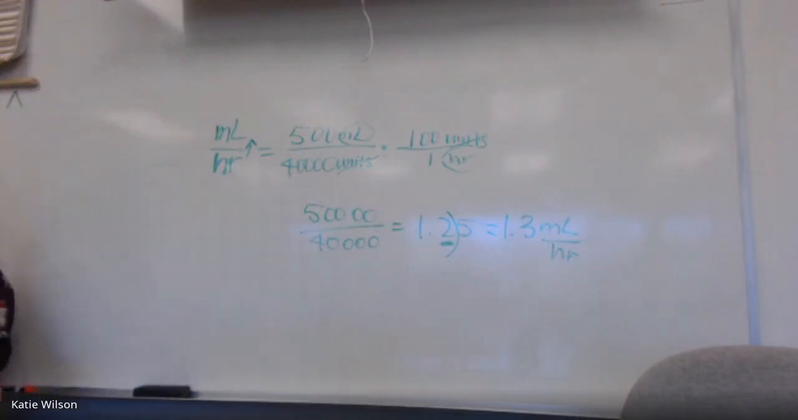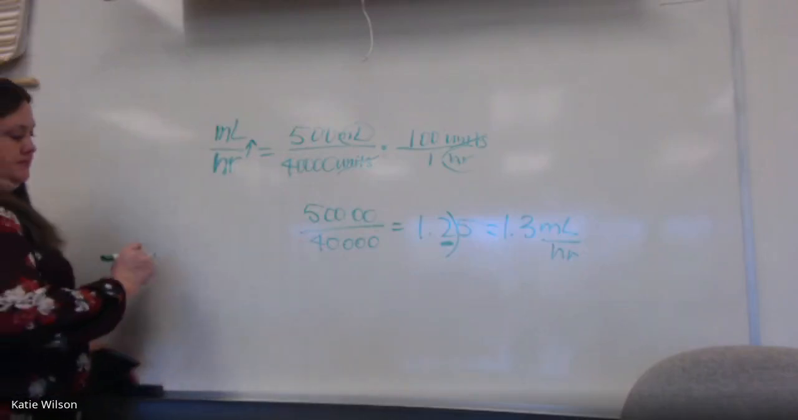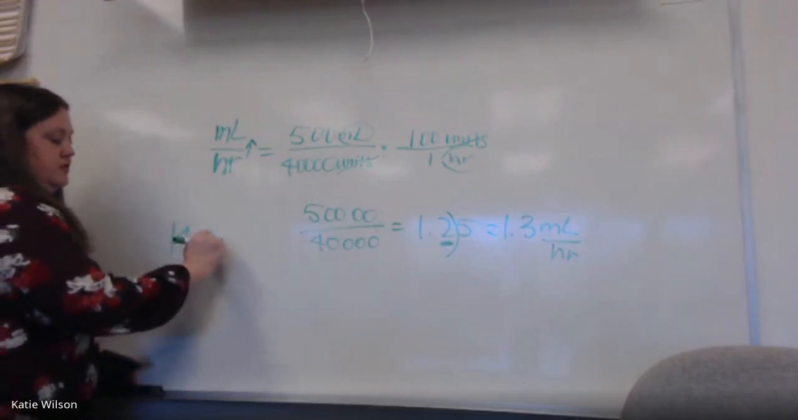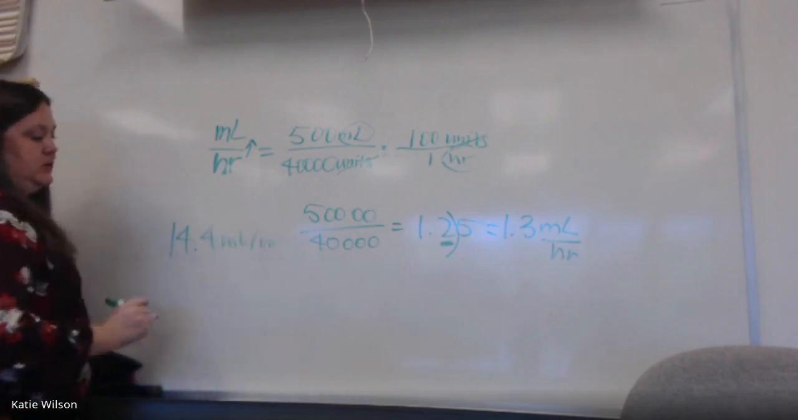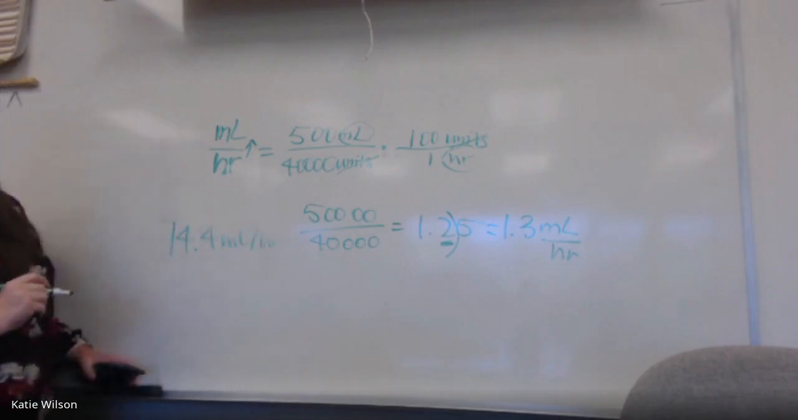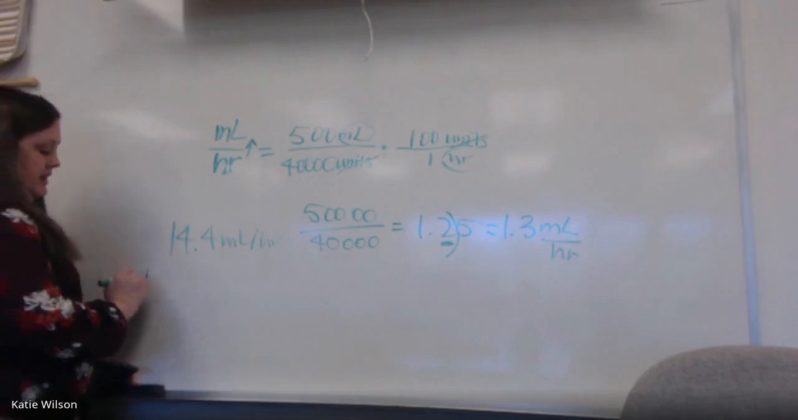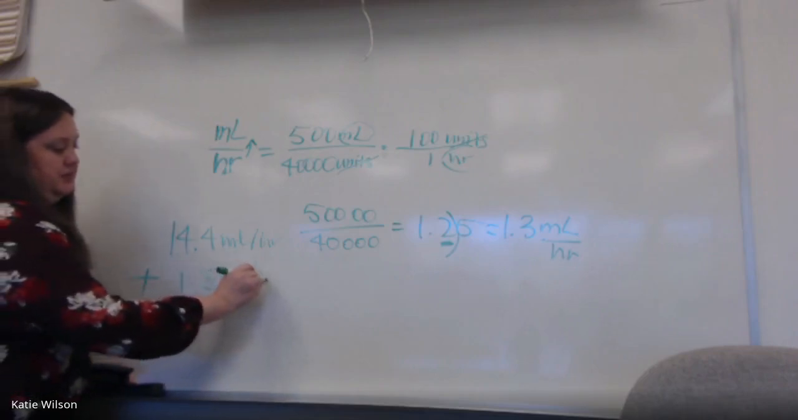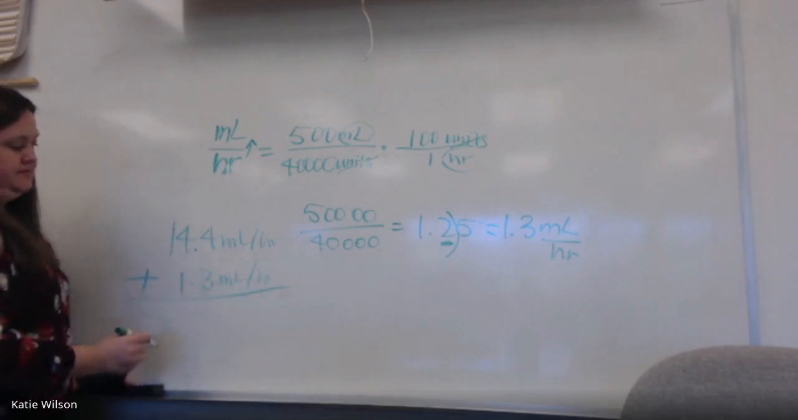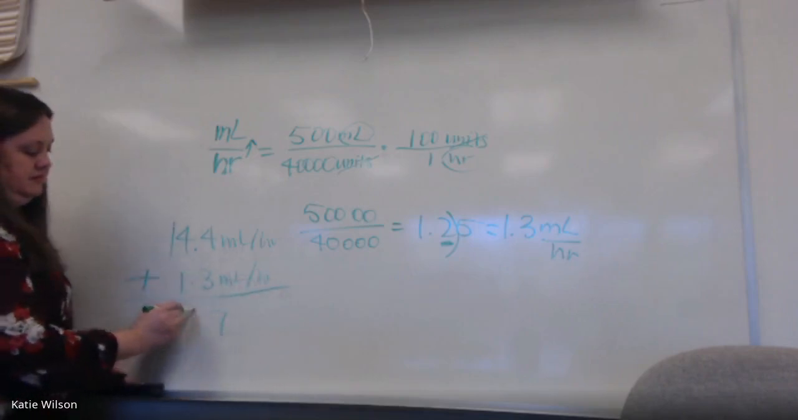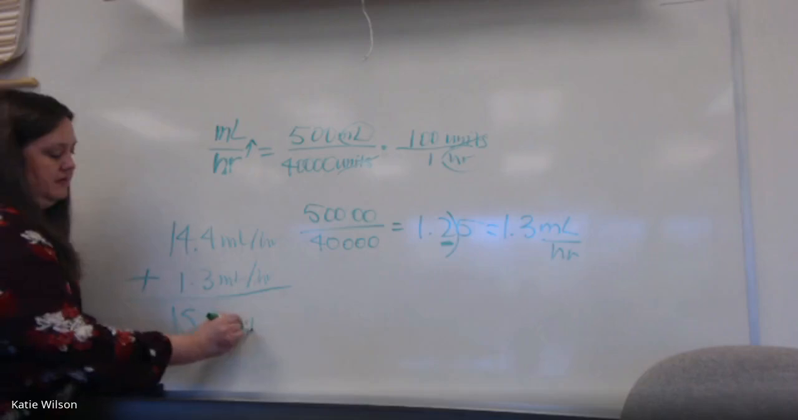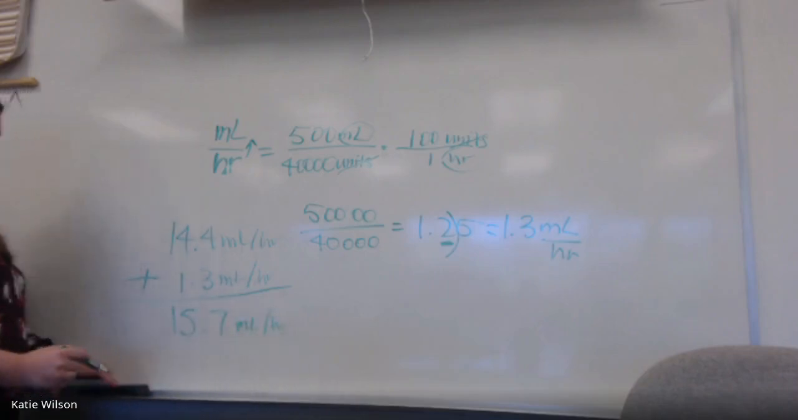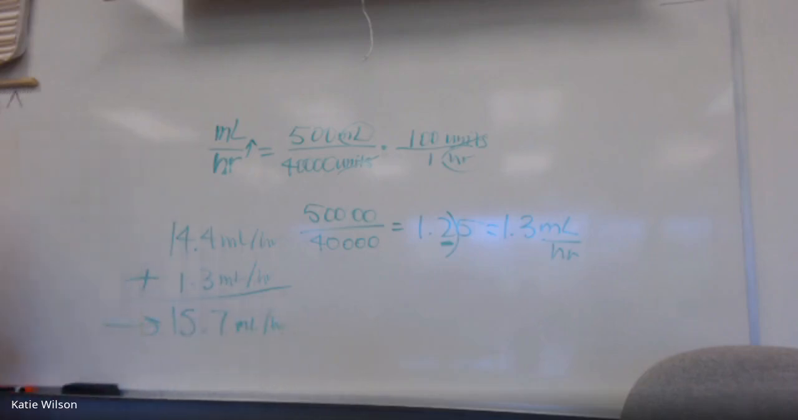So what rate did we start with? 14.4 milliliters per hour is what we started with. And we're increasing it, right? So we're increasing it by 1.3 milliliters per hour. So your new rate would be 15.7 milliliters per hour.